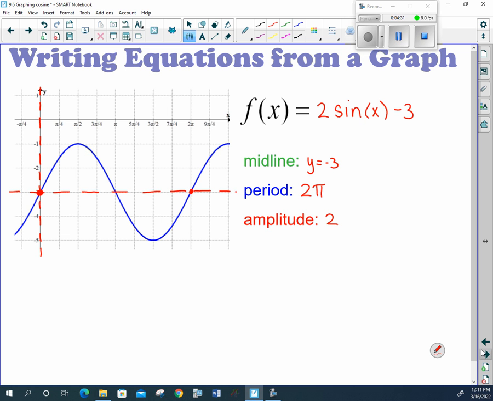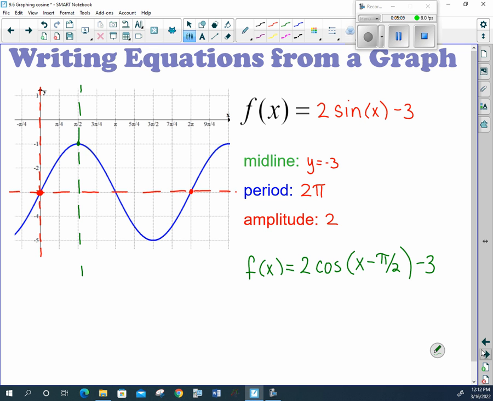Now, could we write this as a cosine curve? Sure. If we did it as a cosine curve, we'd have to have a phase shift. A cosine curve starts at a max or a min, so I'd have to shift to the right pi over 2. So if I wanted to write it as a cosine curve, I would say f of x equals, my amplitude doesn't change, it's 2 cosine, and this time I have to put a phase shift in. I'm moving right pi over 2, and the midline doesn't change. It's still down 3.